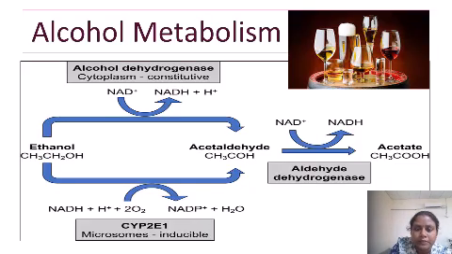Let us first see how alcohol is metabolized in our body. Alcohol has two pathways. The major pathway is by the alcohol dehydrogenase system. This is a constitutive enzyme. Alcohol will be converted to acetaldehyde, and this acetaldehyde will be converted to acetate by another enzyme, aldehyde dehydrogenase. So there are two main enzymes here, alcohol dehydrogenase and aldehyde dehydrogenase.